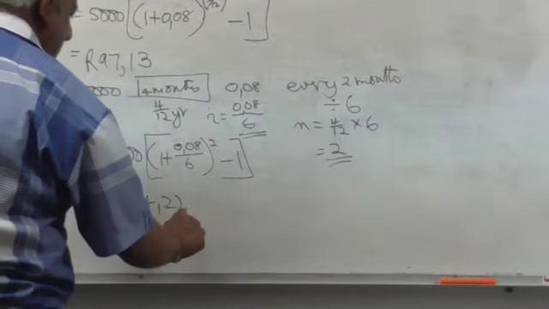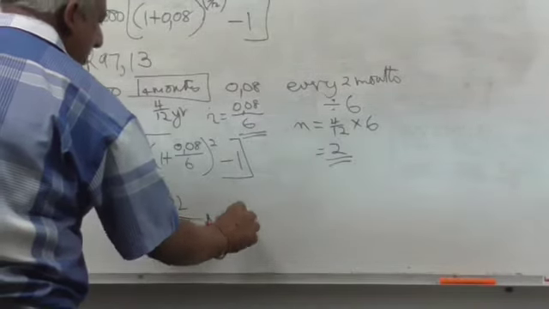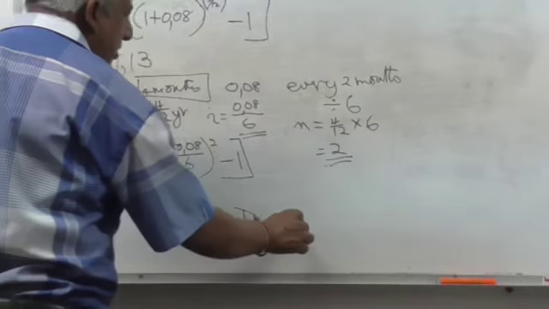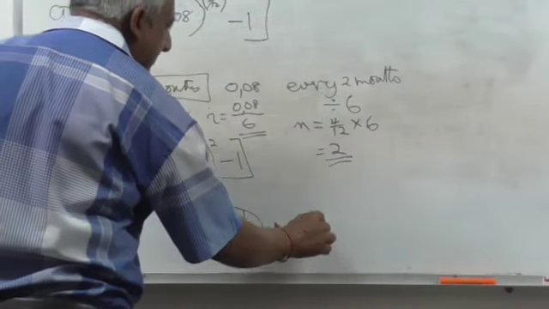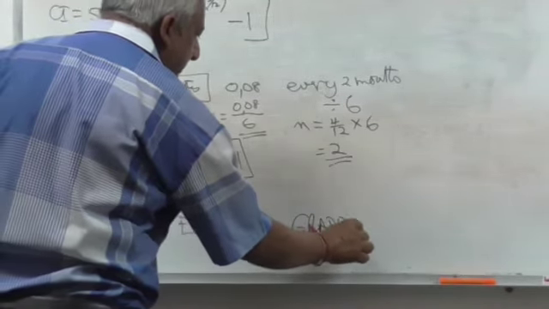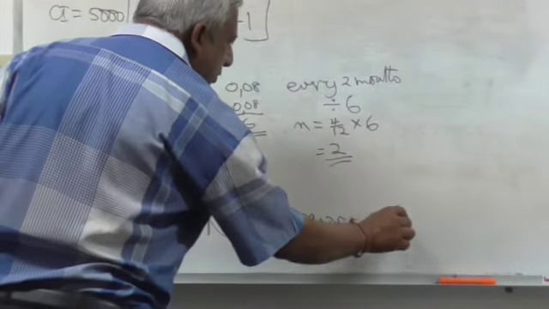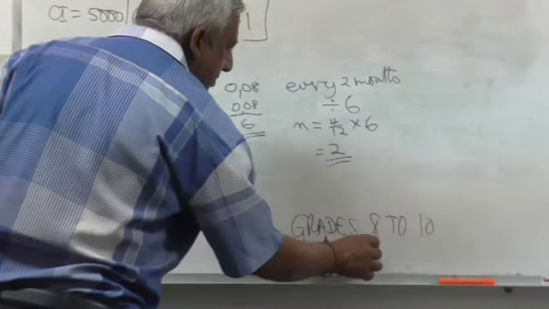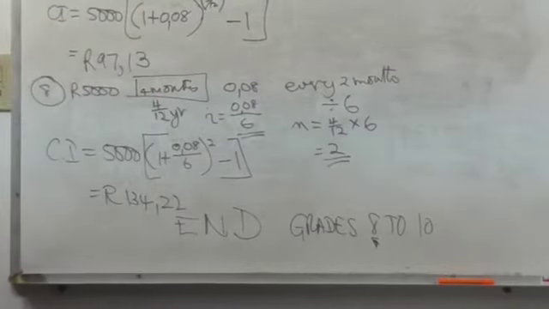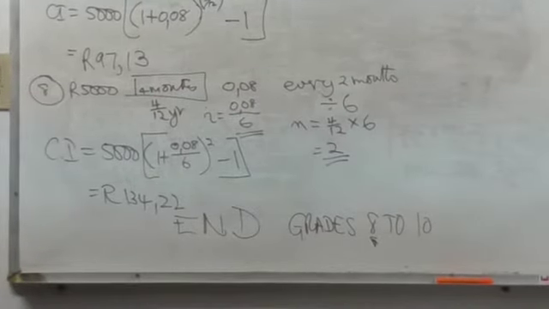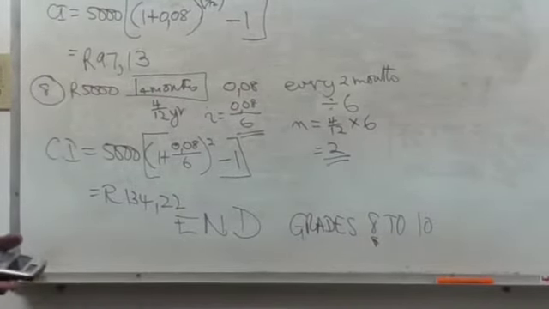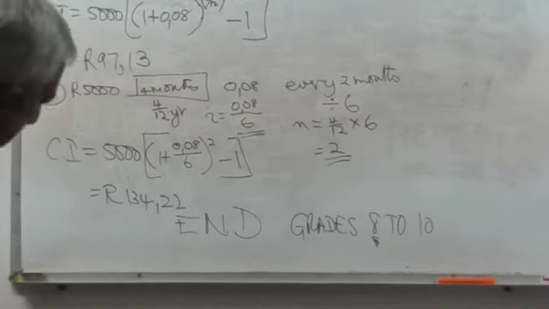So this will be the end of compound interest for grades 8 to 10. Some schools might be doing it in grade 8, but most schools will be doing it in grade 9 and 10. Alright, with that we say to you goodbye.